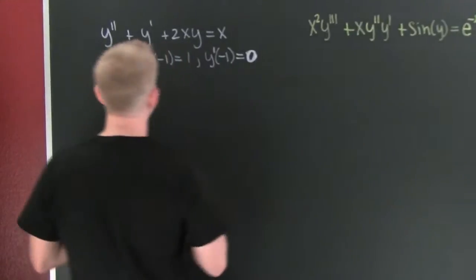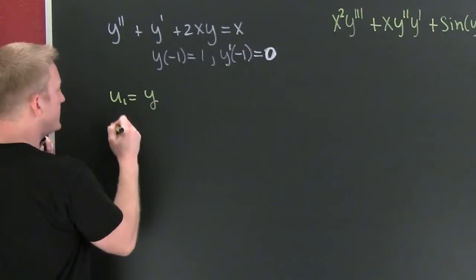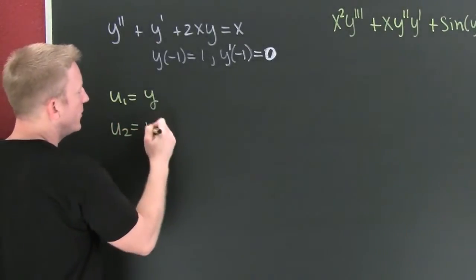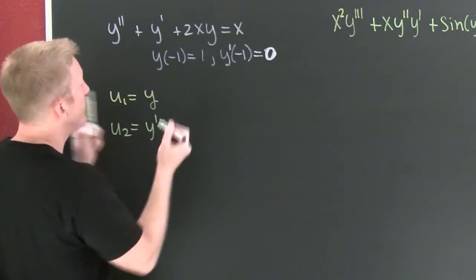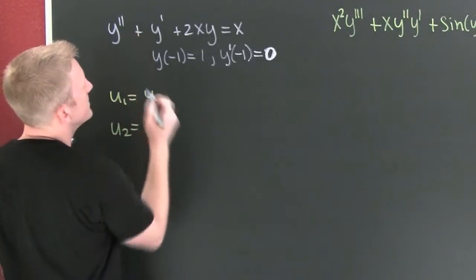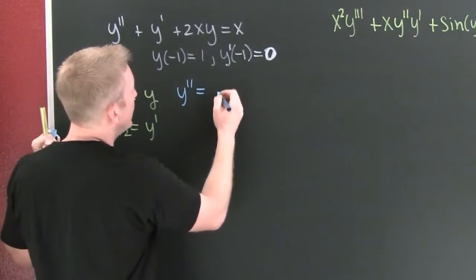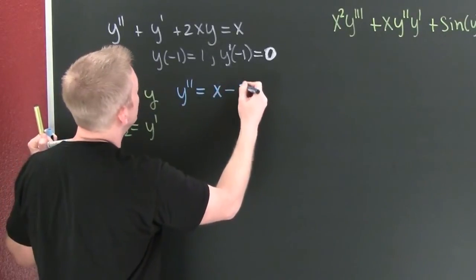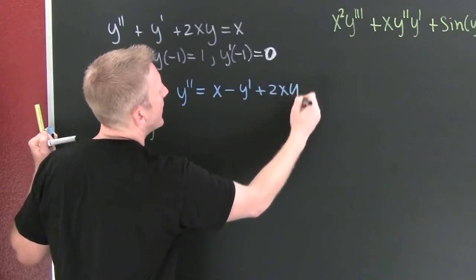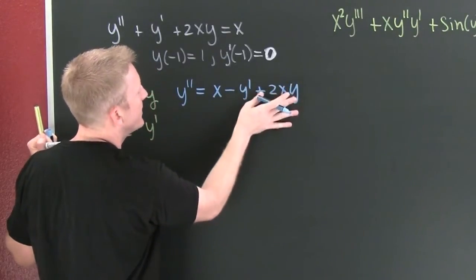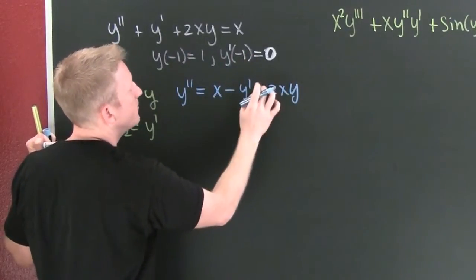Here we go. First step, we want to define new variables. I'm going to say u1 is equal to y, and u2 is equal to y prime. Then I want to solve the original differential equation for the highest derivative. So here we'll see that y prime prime is equal to x minus y prime plus 2xy. Now wait a minute, shouldn't that be a minus? Yeah, it should. Because when it crosses the bridge, it has to pay the toll.